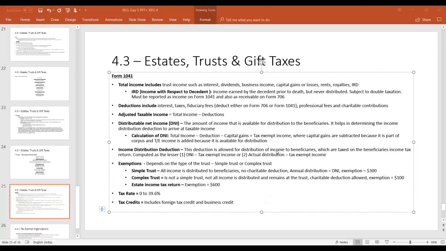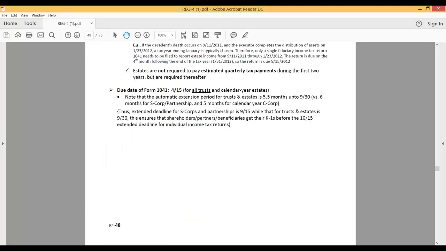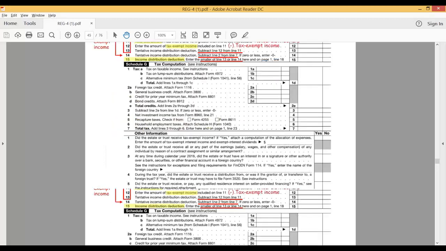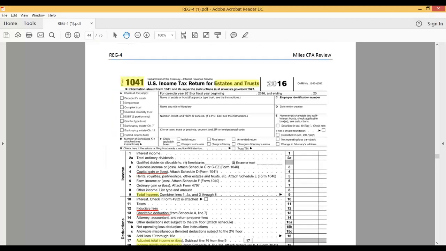Now, let's see if we have a form 1041 in our book. Do we? Okay, we do have the form 1041. Let me just show that to you. Okay, so form 1041, your estate tax return. You can see a total income consisting of interest, dividends, and business income, and all the various types.